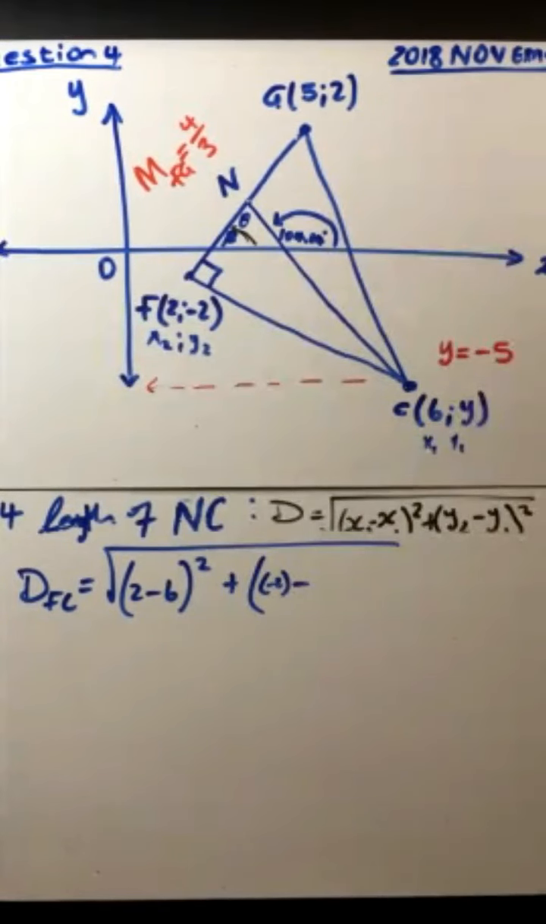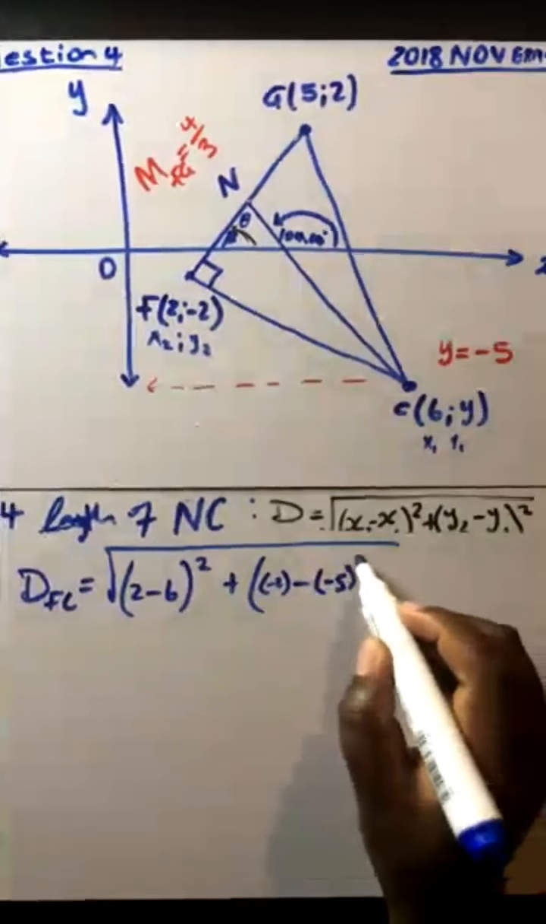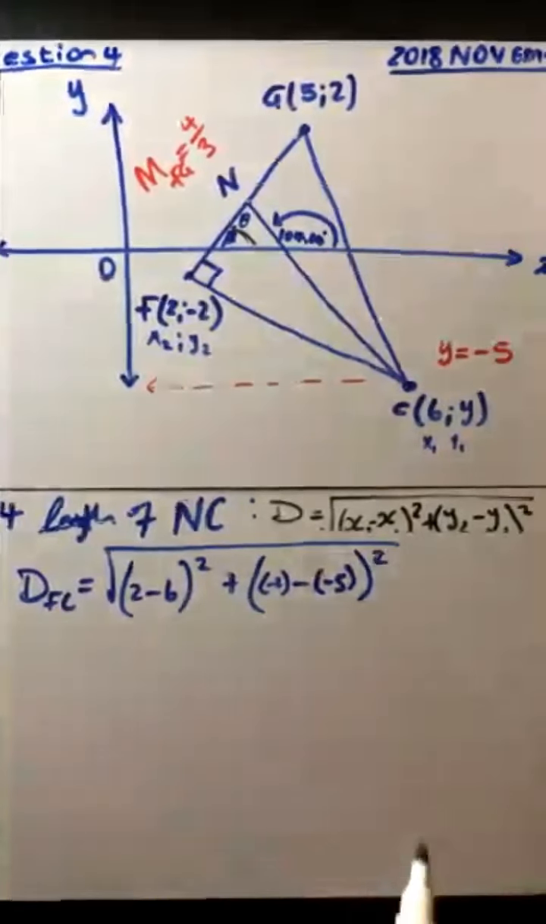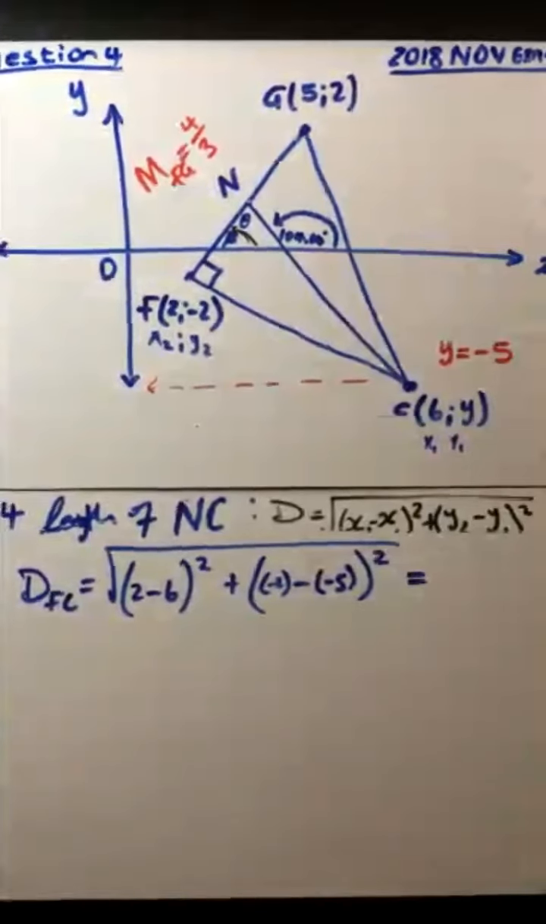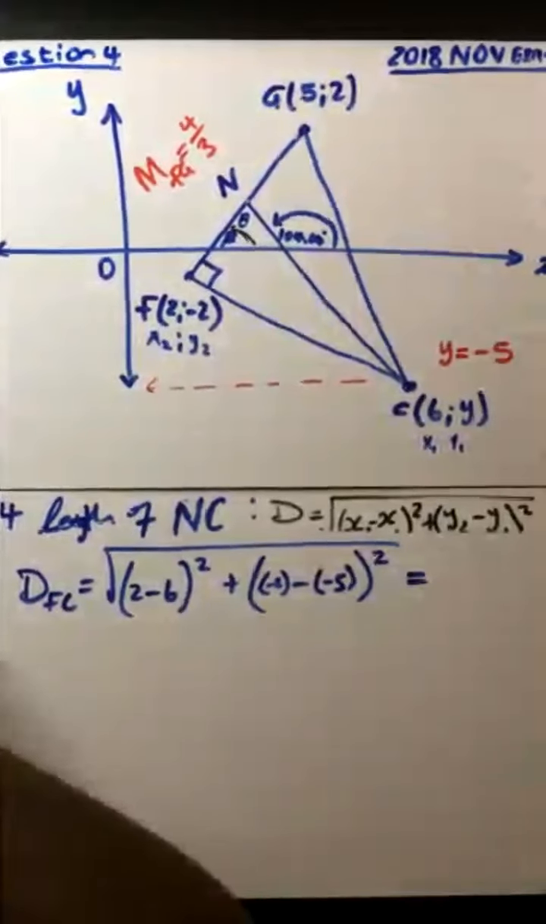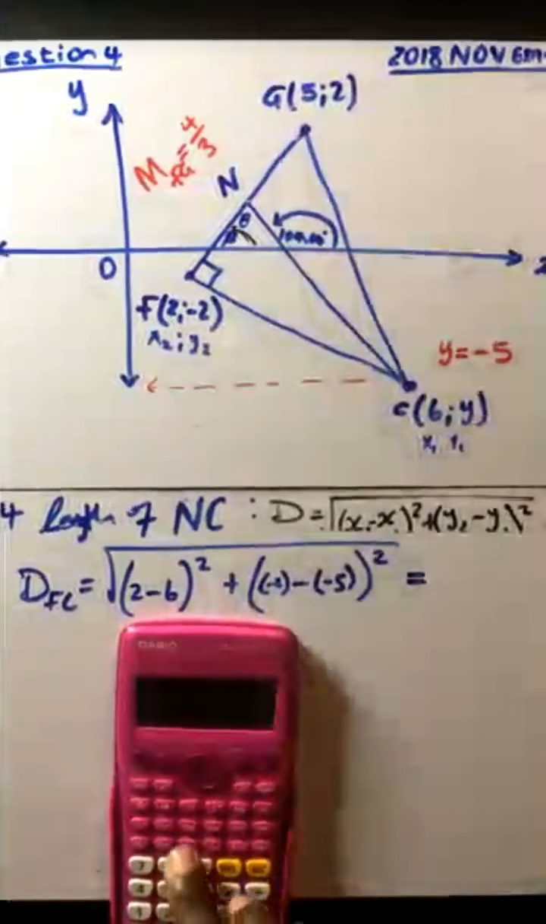-5. Then it means we are together, guys. Remember, there's a squared over there. Ladies and gentlemen, what is the distance of FC? Can we now punch all of that and see if we get the same answer?